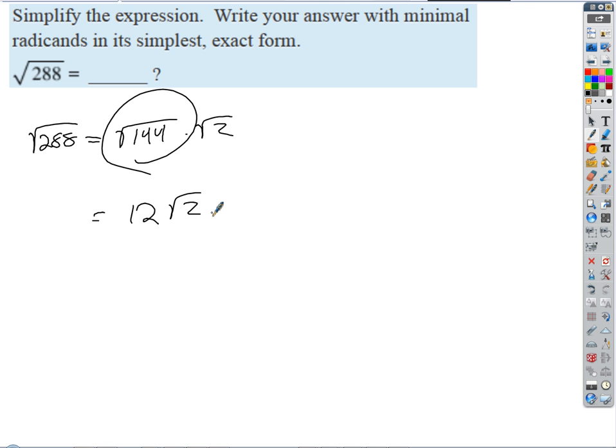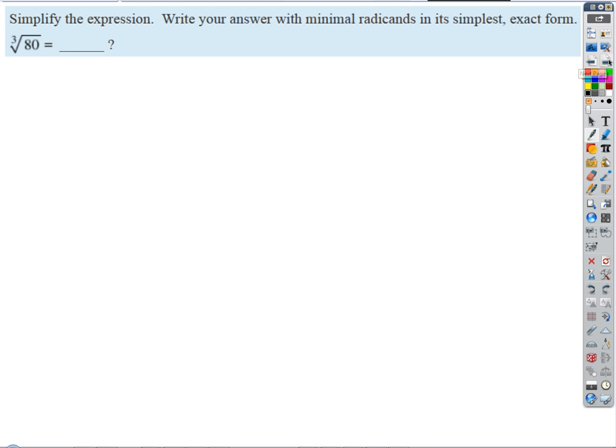Okay, let's try another one of these. What about this? This is where I really like my 7th grade class, because you're going to be able to take the stuff we did with square roots and just extend your thinking to a cube root. It's the same concept. So let's not jump into this. Don't be hasty. The cube root of 80. Instead of looking for the biggest perfect square factor of 80, we're looking for the biggest cube.